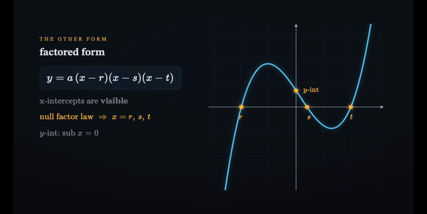The value of a determines which way the cubic goes. If a is positive, it means the cubic starts low and ends high. If a is negative, it means the cubic starts high and ends low.